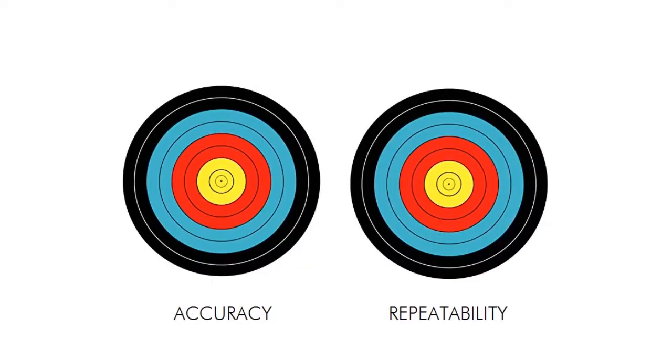The accuracy of the archer relates to how close to the centre of the target the arrows land. The archer wants each arrow to lie within the yellow circle to be accurate. The repeatability relates to being able to hit the same spot again and again. Whilst the arrows are not in the yellow circle, and therefore not accurate, all of the arrows land in a small area of the target, so there is a good level of repeatability.